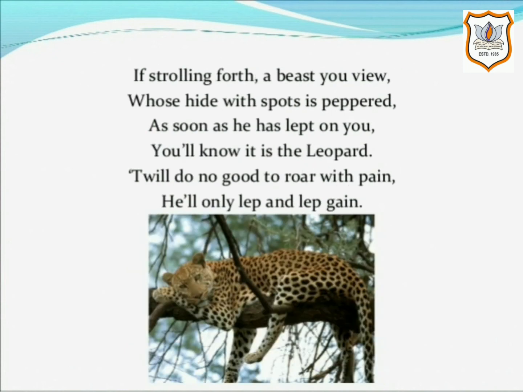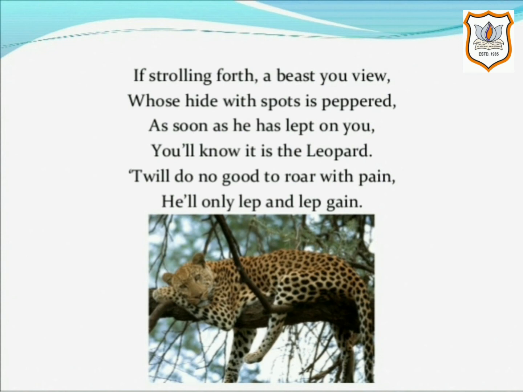Third stanza. If strolling forth a beast you view, whose hide with spots is peppered. Here there are two figures of speech, that is anastrophe and metaphor. Anastrophe because there is inversion in the construction of the sentence for poetic effect, and metaphor because there is an indirect comparison between the hide of a leopard and some dish that has been sprinkled with pepper. The point of comparison is the black dots.